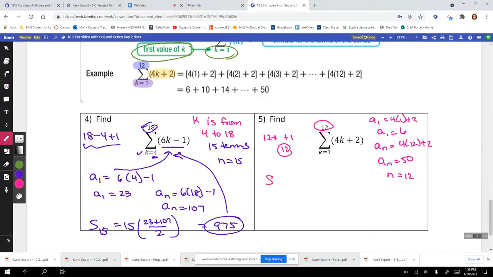I'm going to use my summation formula. So the s sub 12, we know that there's 12 terms, is 12 times my first and my last. So I have 6 plus 50 divided by 2. And then my summation here is going to have a value of 336.